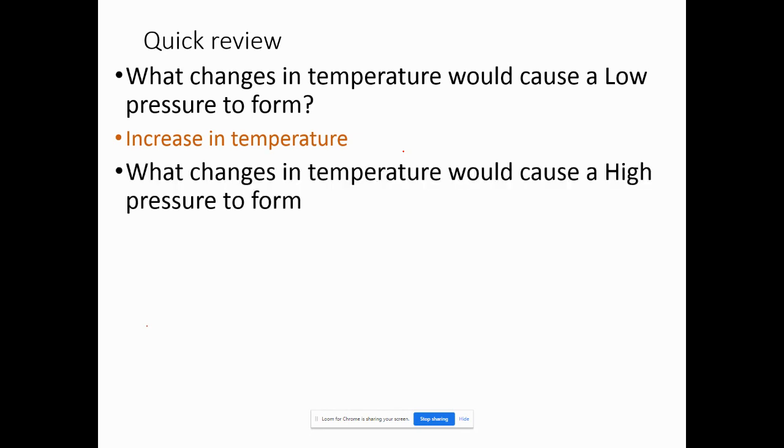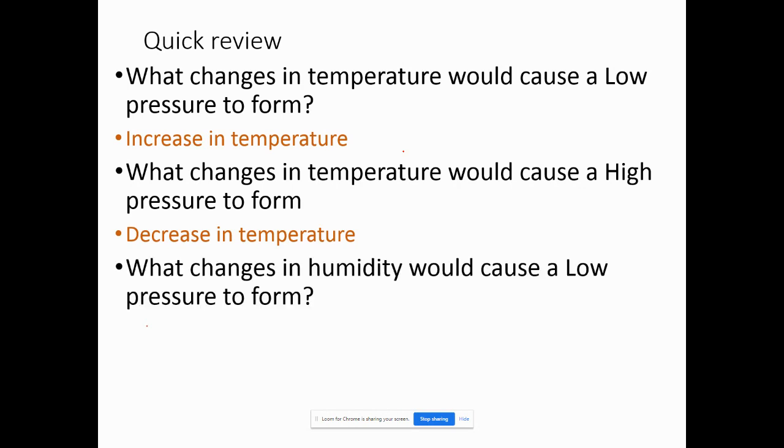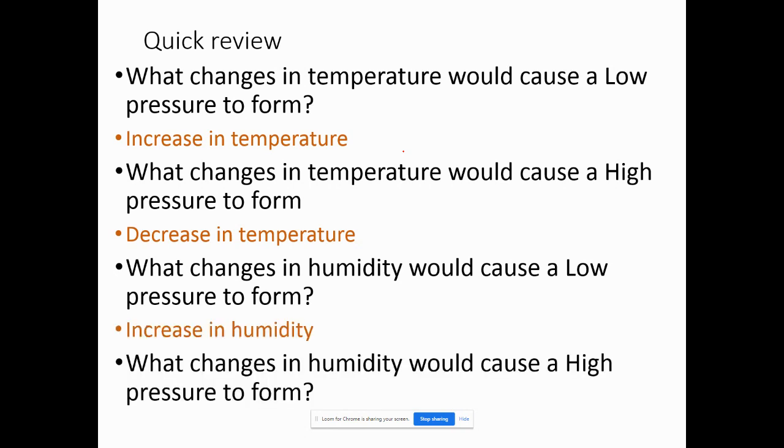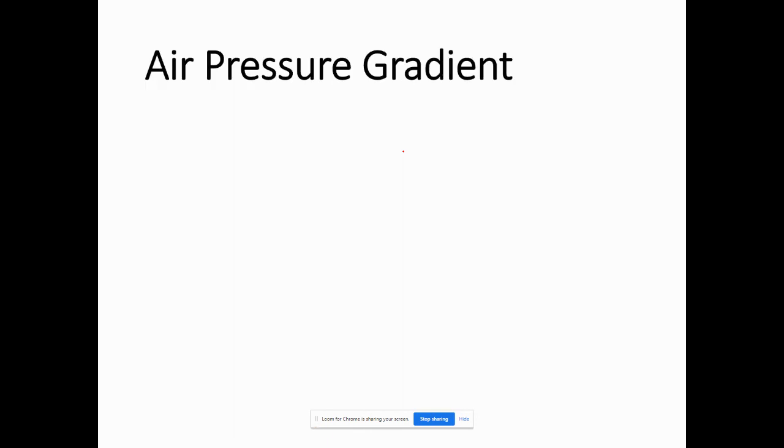What changes in temperature would cause a high pressure to form? Again, it's an inverse. So if I want the pressure to increase or become higher, I need to lower the temperature. What changes in humidity would cause a low pressure to form? Same thing, it is an inverse relationship. So I am going to increase humidity, and then causing high pressure, we are going to decrease humidity. And this is all going to come up again later when we talk about types of weather associated with high and low pressure. So these are important things that we want to remember.